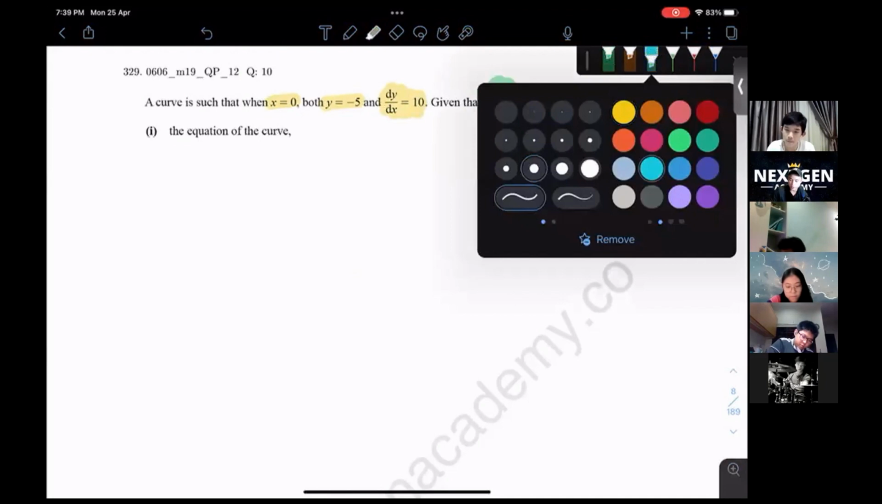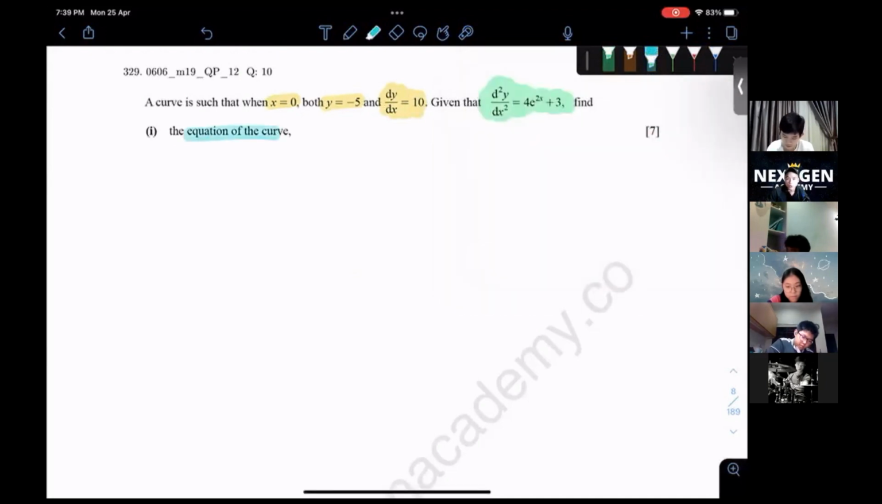Equation of a curve means what? Y, right? You all know, equation of the curve means y. So they give us d squared y over dx squared. If I integrate, go up, I will get dy over dx. Then I integrate, go up again, and I'll get y. So this is my integration.